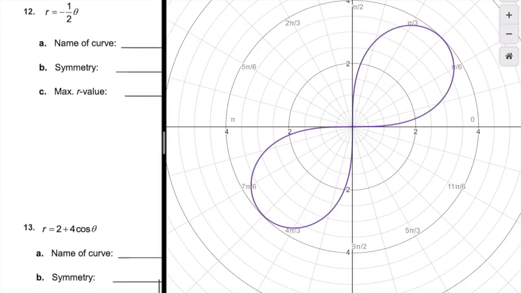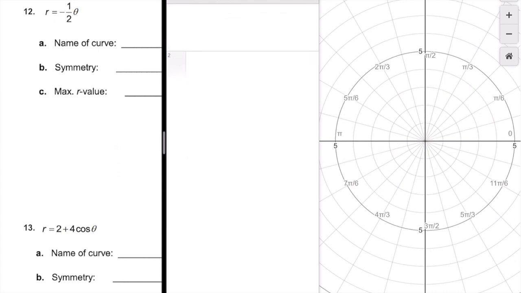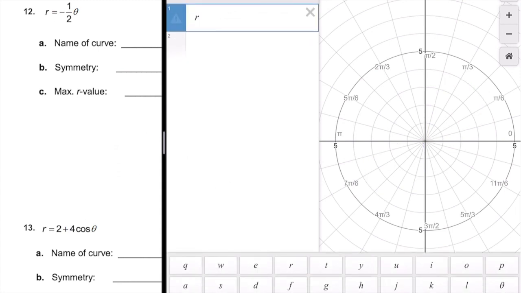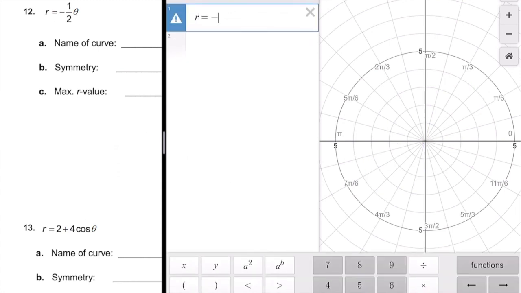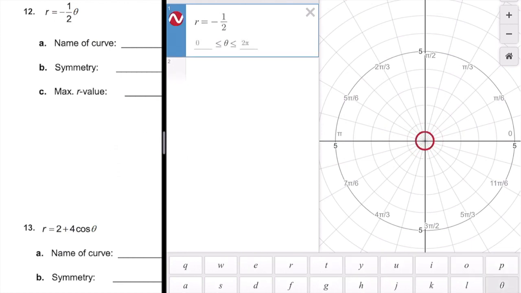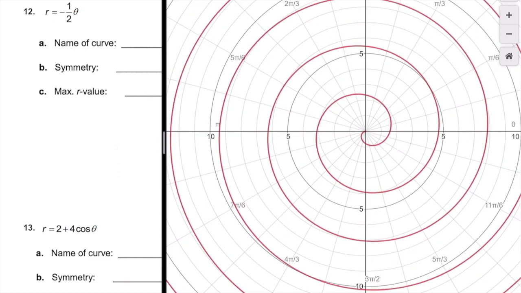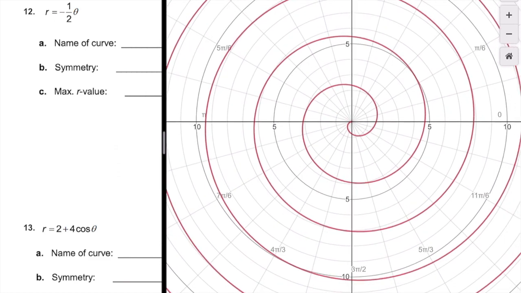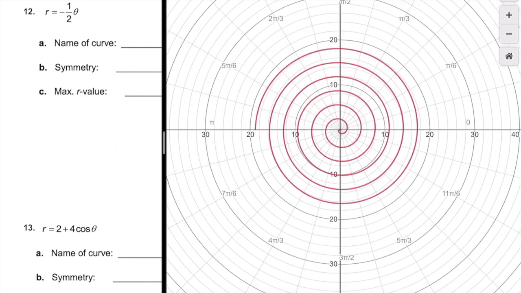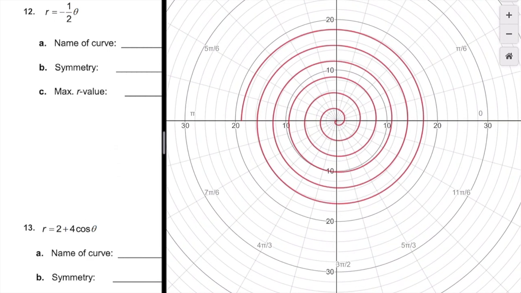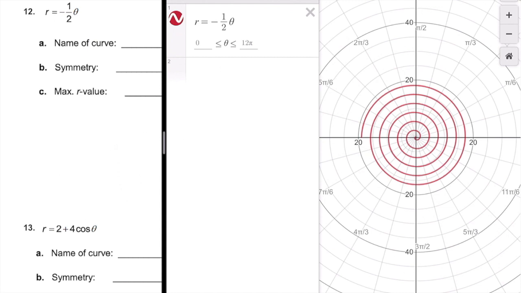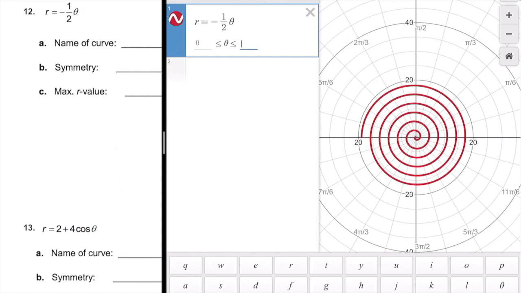R equals negative 1/2 times theta. I love this graph. It's so cool. It's an infinite spiral. You can keep zooming out. If you want the spiral to keep going, this went to 12 pi. So this showed the spiral through 12 full circles of angles.